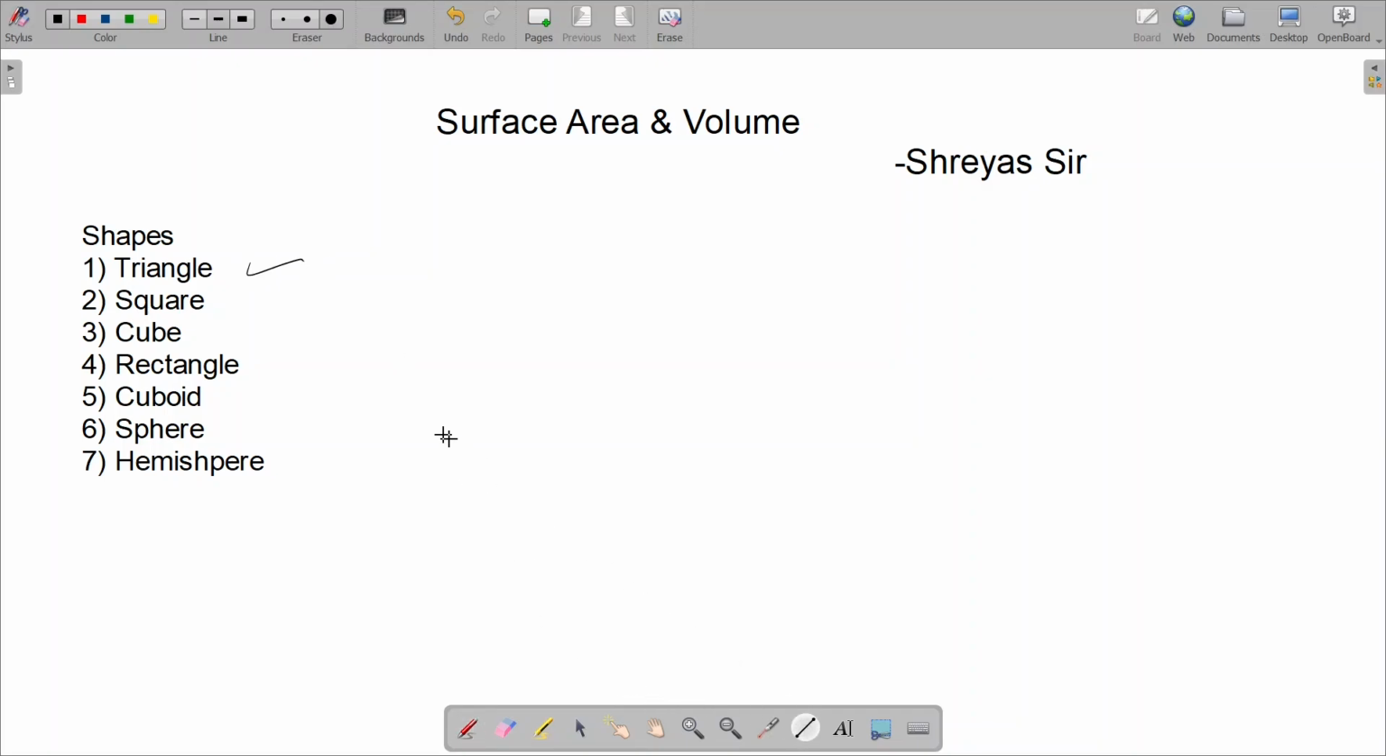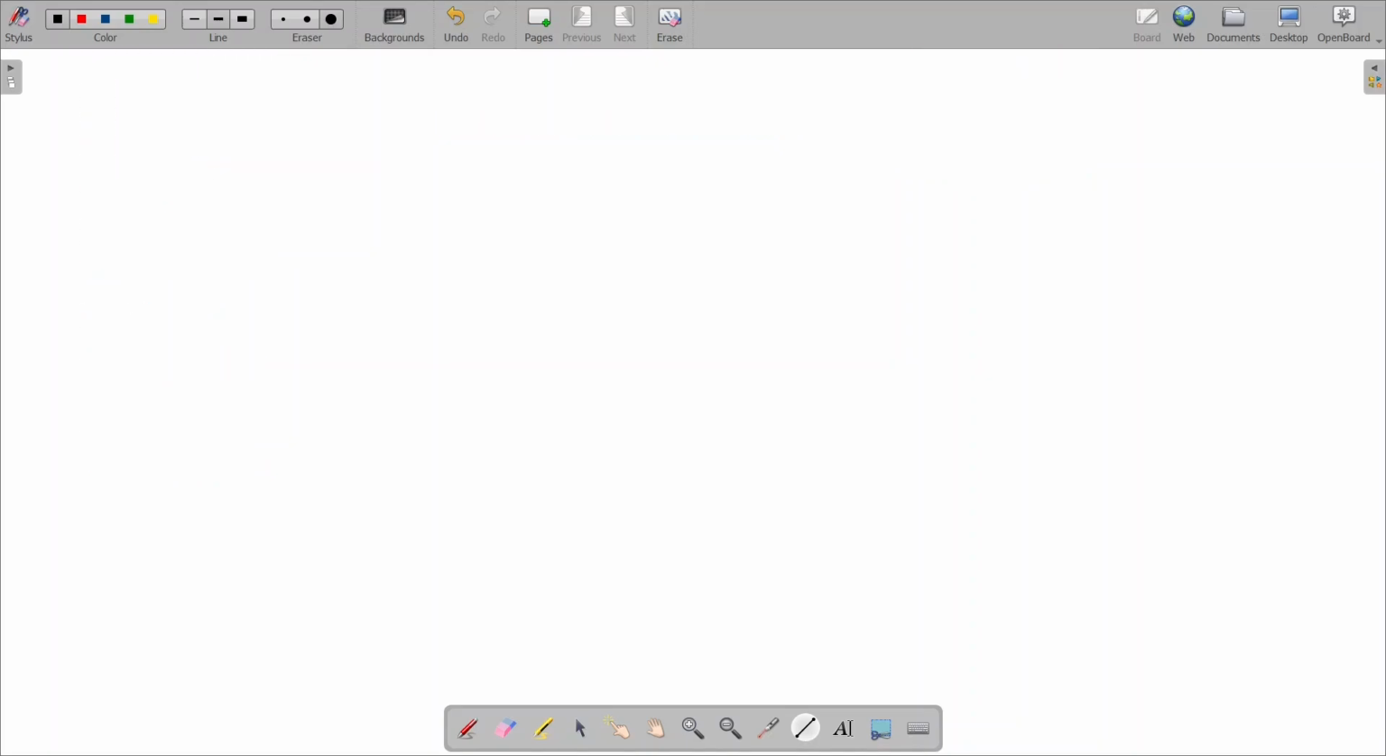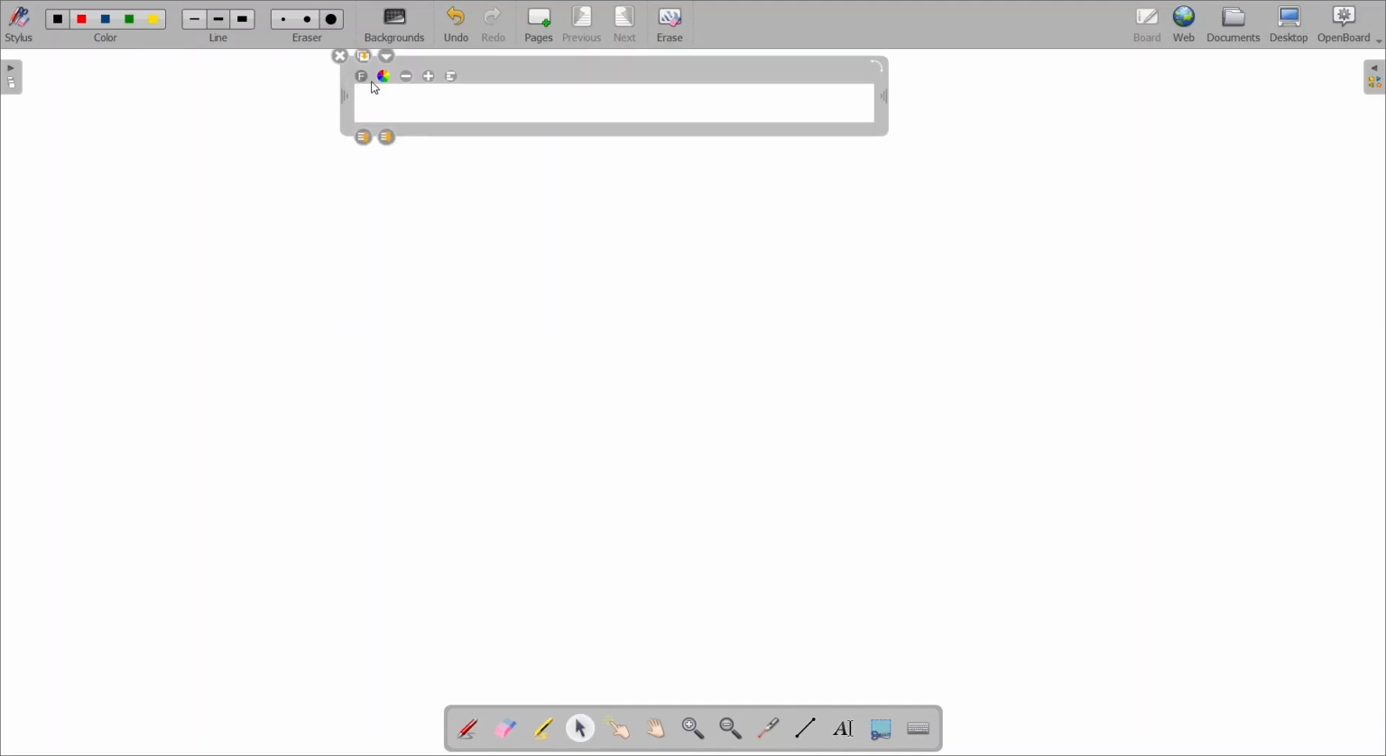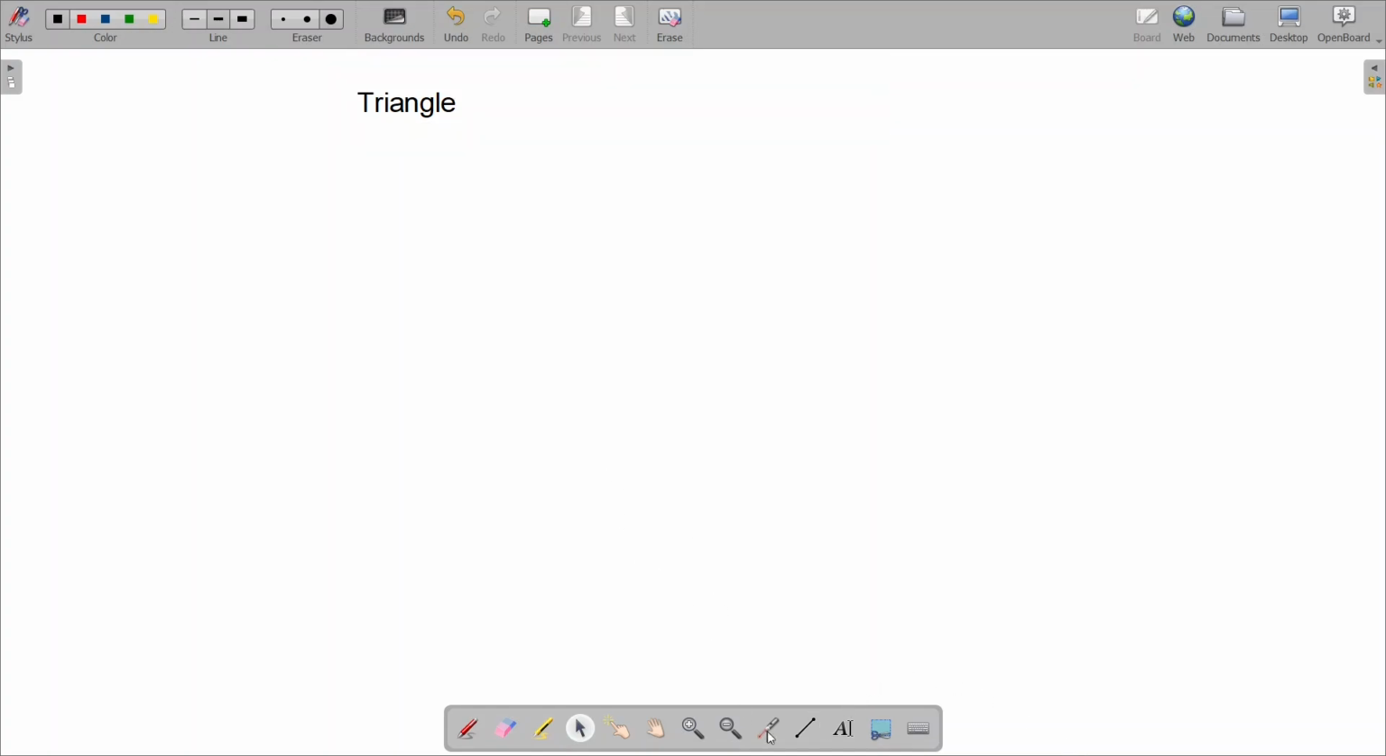So I will draw all the shapes with you. So let's begin. The first we have got triangle. So in triangle we have got height and this is the base. So we'll have a height over here. This is called height and this is called base.